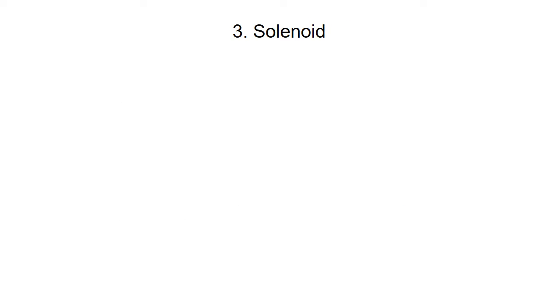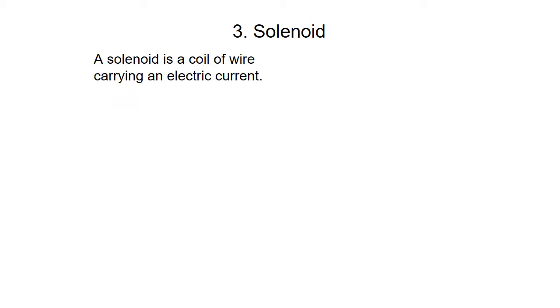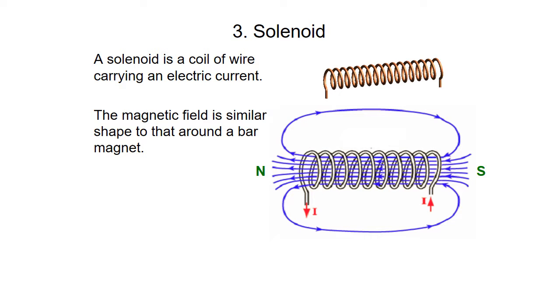And the final example is a solenoid. Okay, so that's where the wires are looped around into a cylinder. So the cylinder is actually made of the wire, or a coil of wire carrying electrical current. That's what it looks like. And the magnetic field is similar in shape to that around a bar magnet. So just think of it as basically a glorified bar magnet, with the southern pole and the north pole.